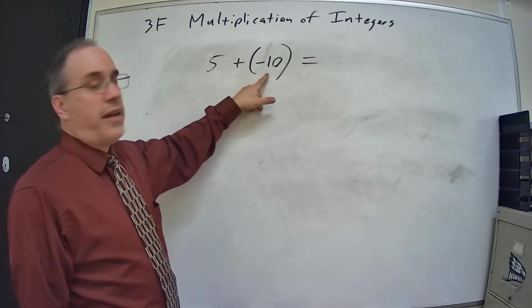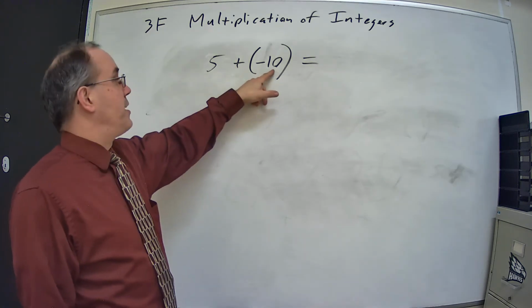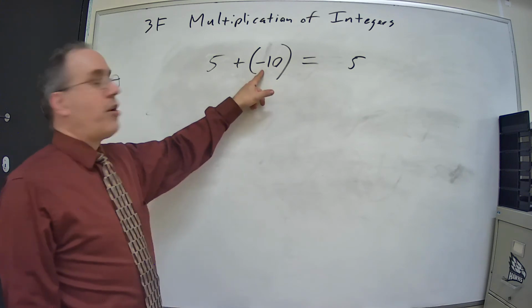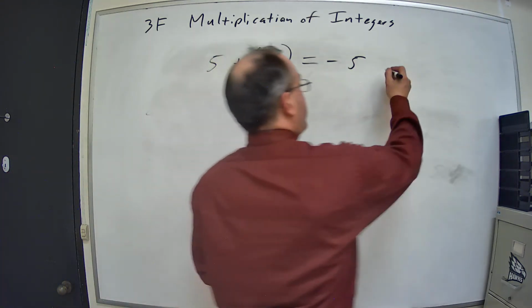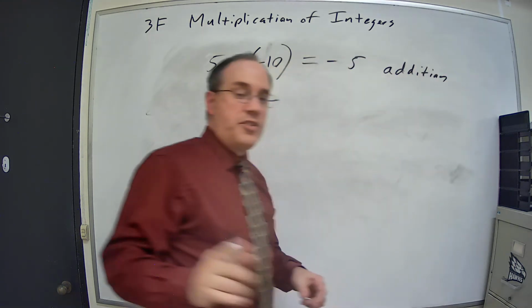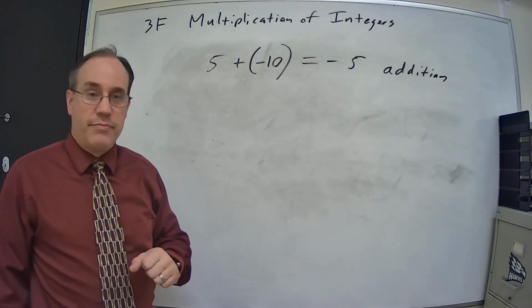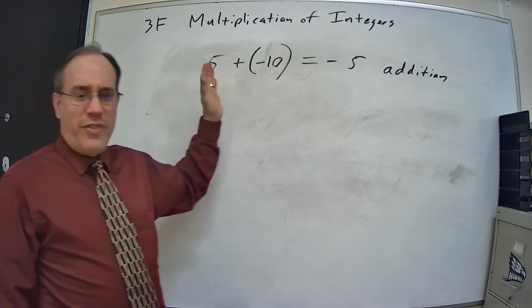So 5 plus negative 10, we're going to take the difference. The signs are different, so we're going to take the difference, which is 5, and we're going to keep the sign of the larger number, negative. So negative 5, that's an addition problem. It is not a multiplication problem. Don't go 5 times negative 10.